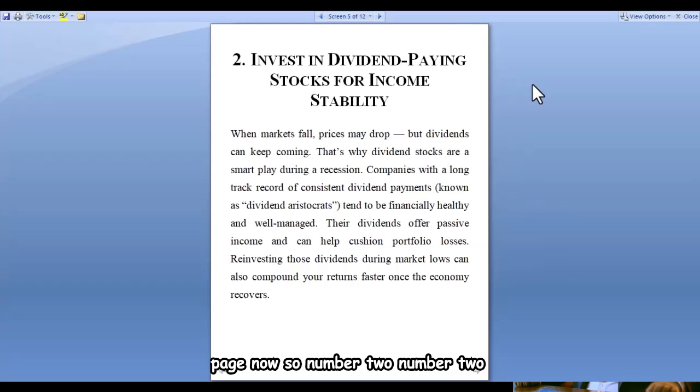So number two says invest in dividend-paying stocks for income stability. So when the market falls, price may drop, but dividends can keep coming.